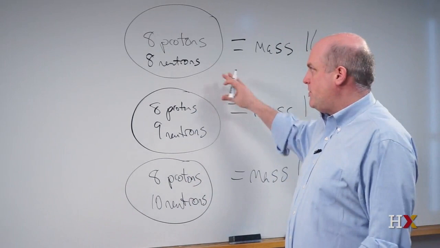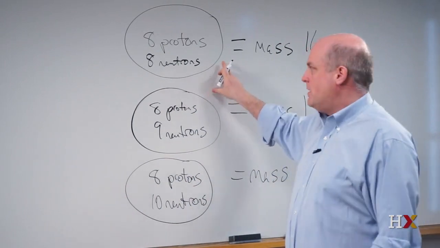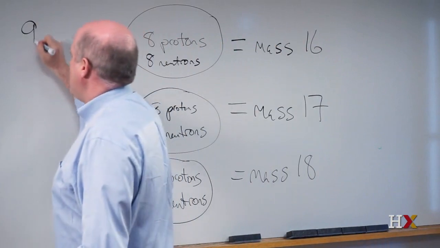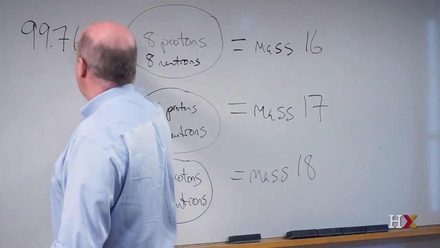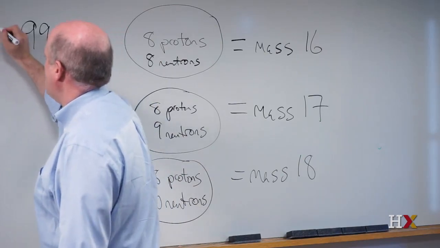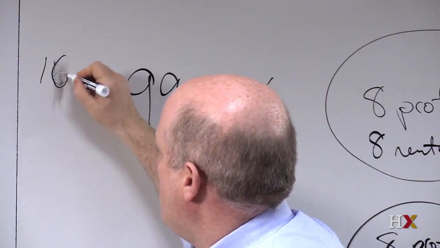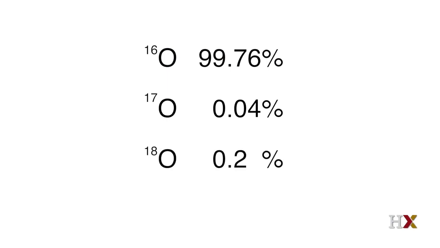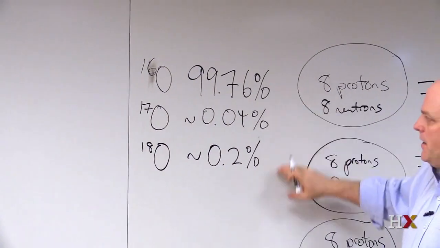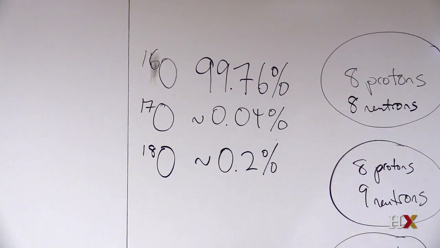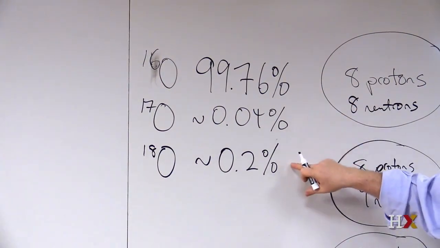Now, in terms of their abundance, as I said, the vast majority of oxygen is oxygen 16. In fact, about 99.76% of all oxygen is oxygen 16. And then we write it this way with a 16 before the O. Oxygen 17 is very rare, about 0.04%. And oxygen 18 is slightly more abundant, about 0.2%. So as you can see, most oxygen is oxygen 16. A very small amount are these heavier isotopes.